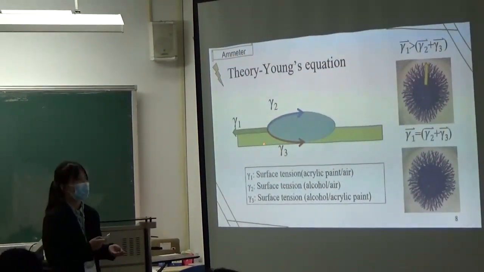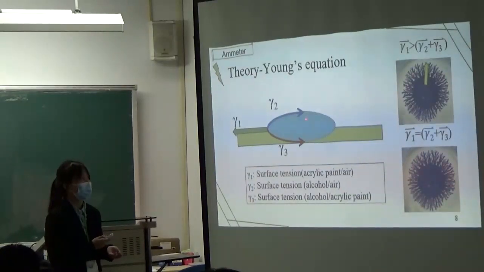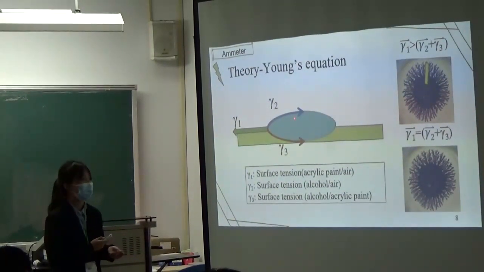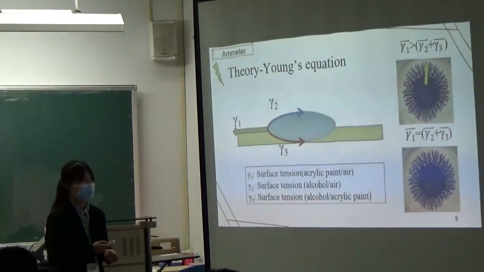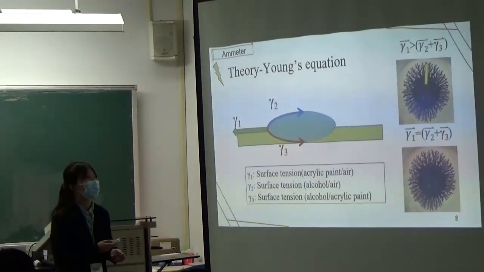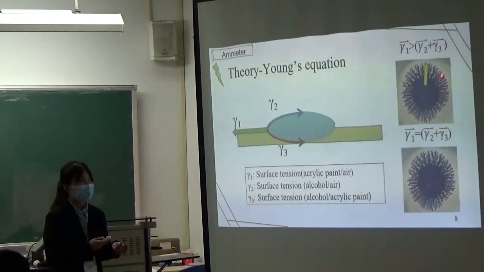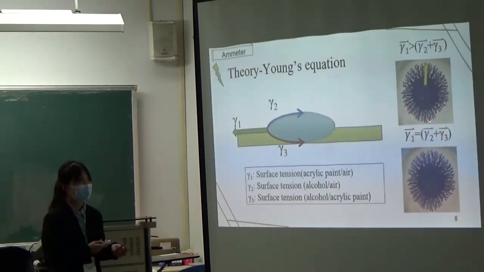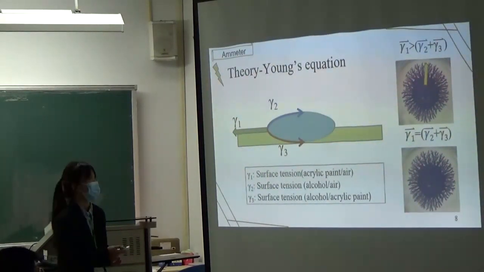And here is the Young's equation. The green arrow is gamma 1, the surface tension of acrylic paint to air. And the blue arrow is gamma 2, the surface tension of alcohol to air. And the orange arrow is gamma 3, the surface tension of alcohol to acrylic paint. When gamma 1 is more than gamma 2 plus gamma 3, it will keep expanding. And when gamma 1 is equal to gamma 2 plus gamma 3, it will stop expanding.